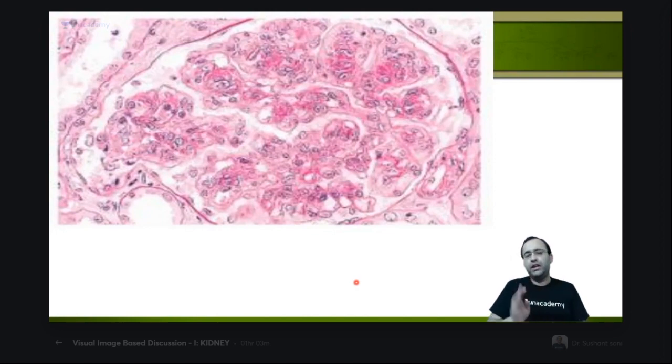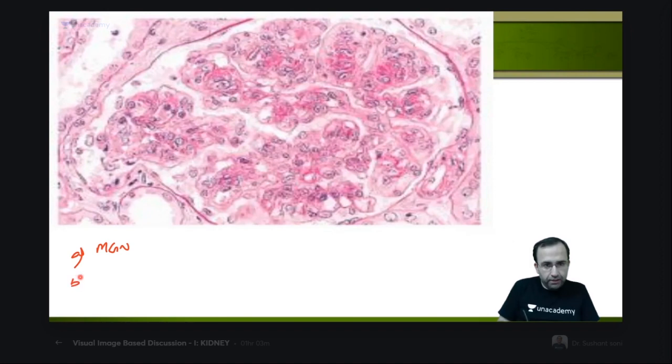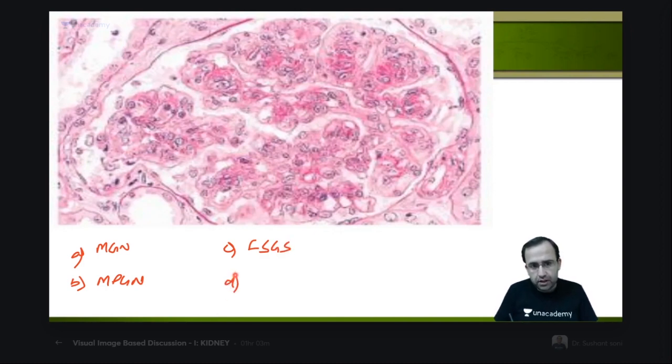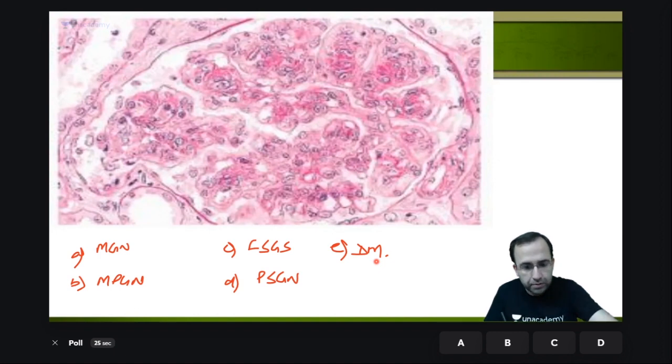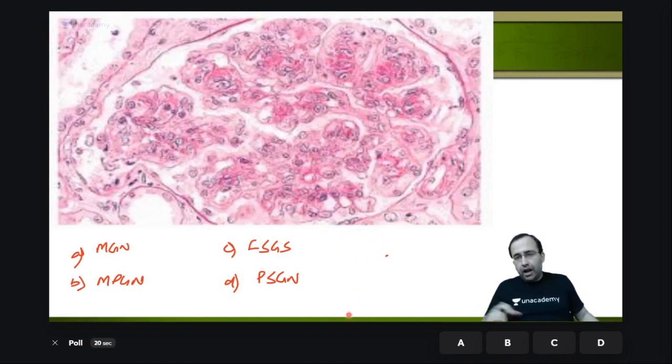Next point, diagnosis. I'm giving you options: MGN, MPGN, FSGS, PSGN. These are your options here. Diabetic glomerulopathy. Answer. Just a sec. By mistake, there are only four options there. Anyways, let me remove diabetes from the option list then. Answer.